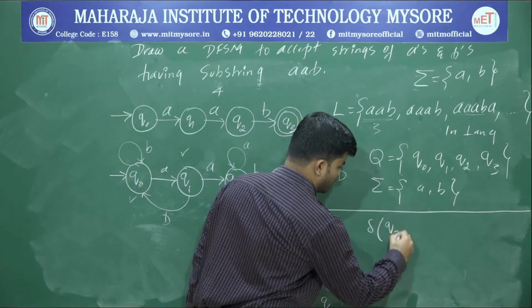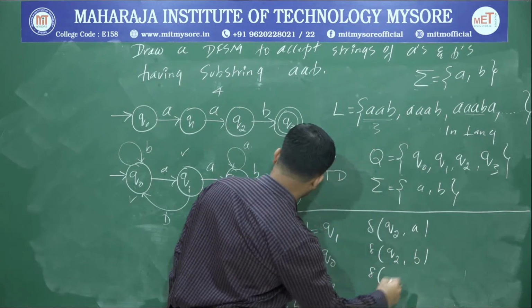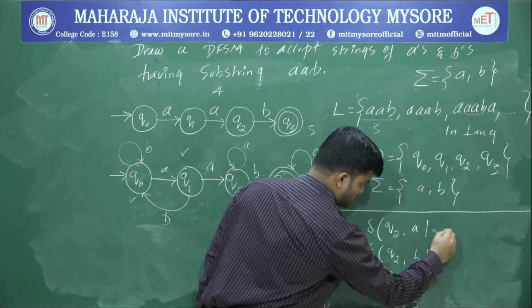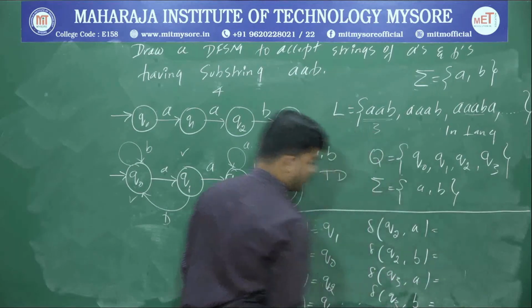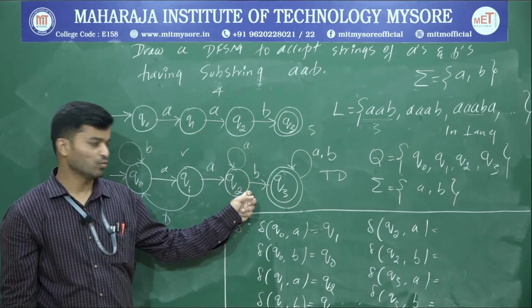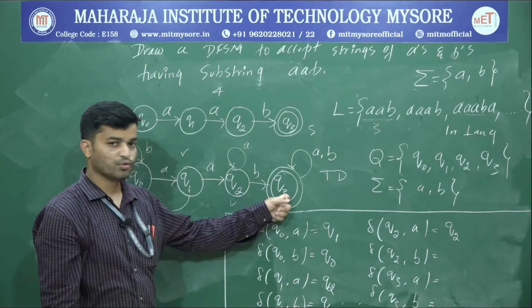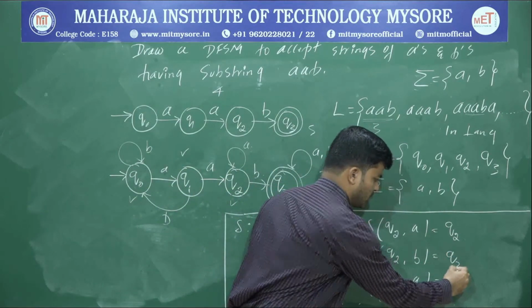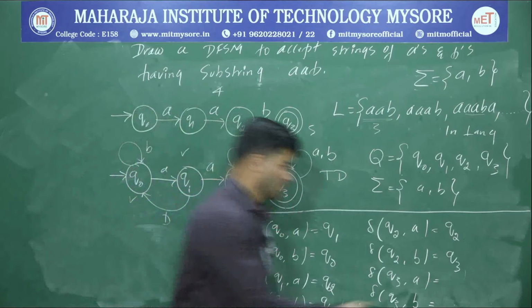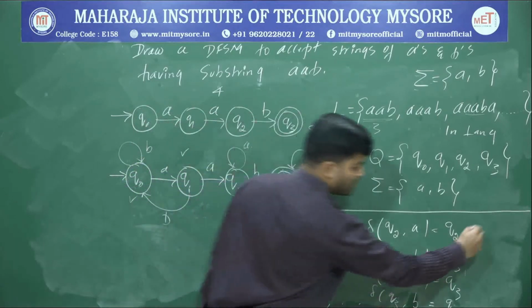So delta of Q2 comma A, delta of Q2 comma B, delta of Q3 comma A and delta of Q3 comma B. Okay, so Q2 comma A is again Q2, and Q2 comma B is Q3. Q3 upon A is Q3, and Q3 upon B is again Q3. Q3 upon A as well as B is again Q3. So this is your transition function.